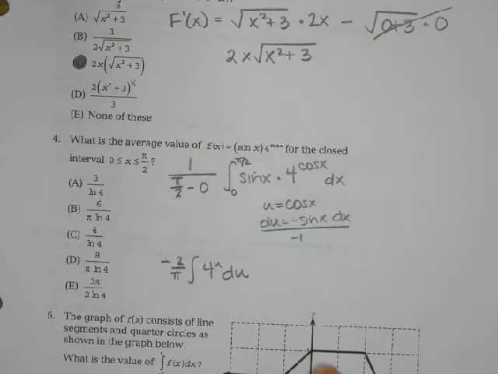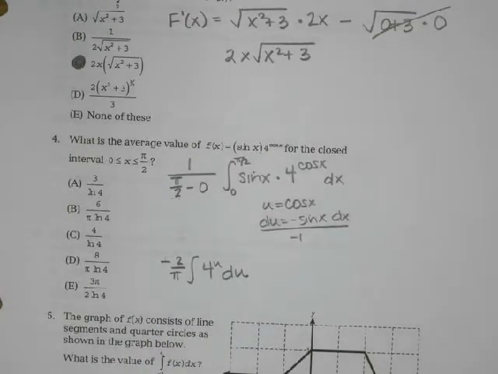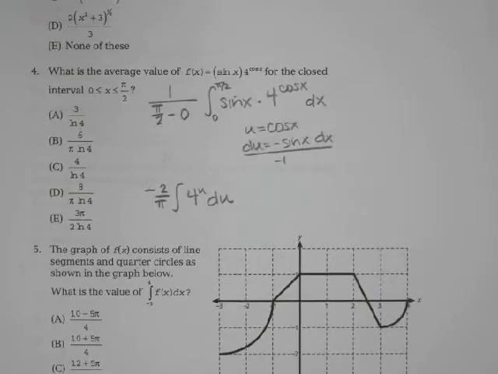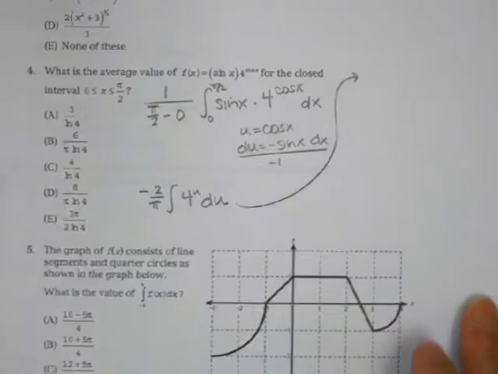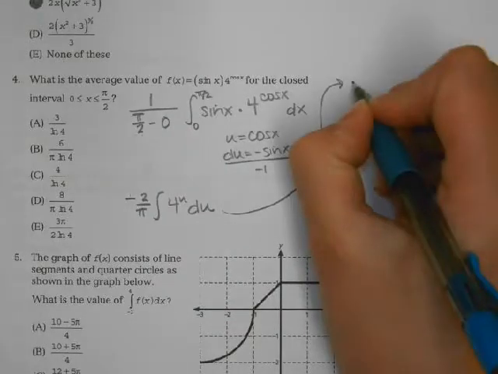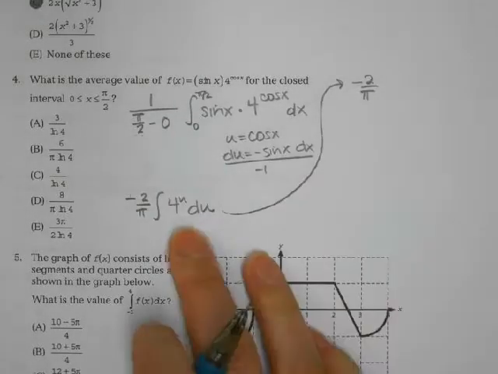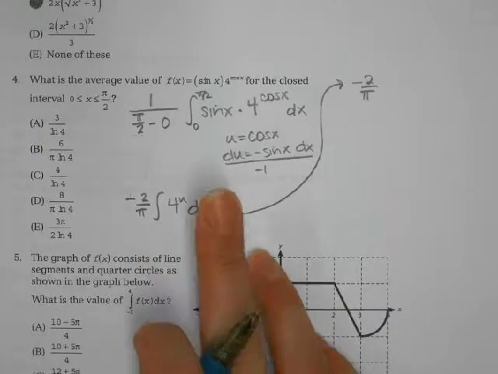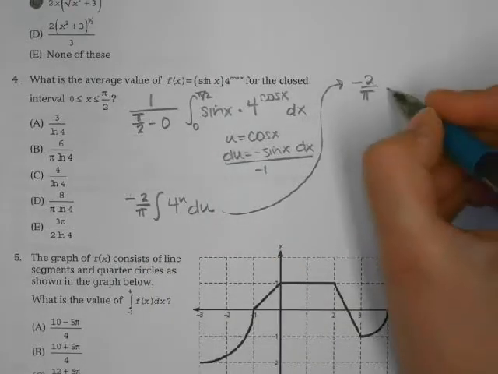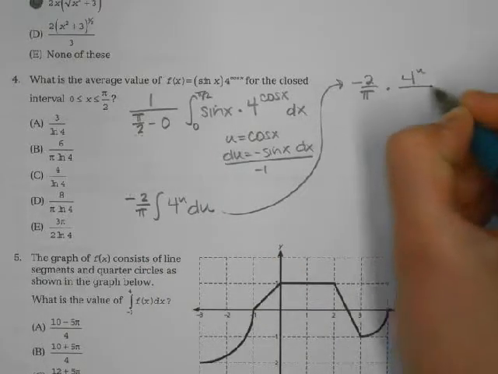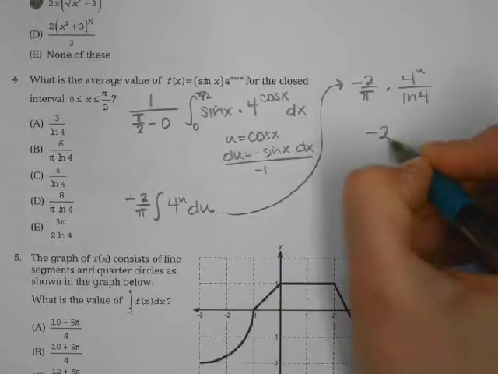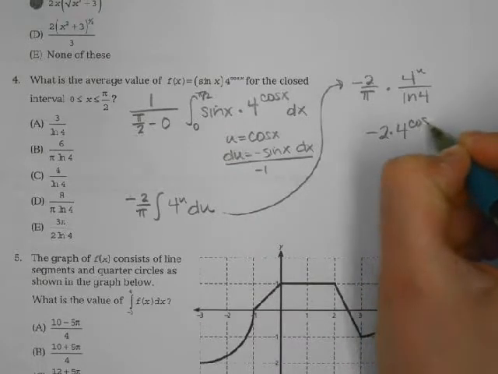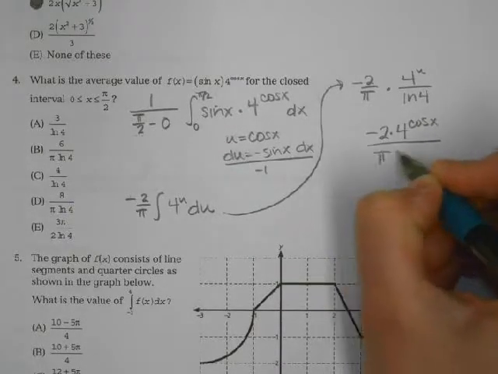That's what I'm integrating. Now, when I looked at this, I was like, oh crap, I do not have that one memorized. So that might be something to star, put on a flashcard, make sure you memorize that integral, because it could show up. So we are going to have negative 2 over pi. When I looked up the integral of 4 to the u, I realized that that was 4 to the u over ln 4. And so that gave me negative 2 times 4 to the cos x over pi ln 4.